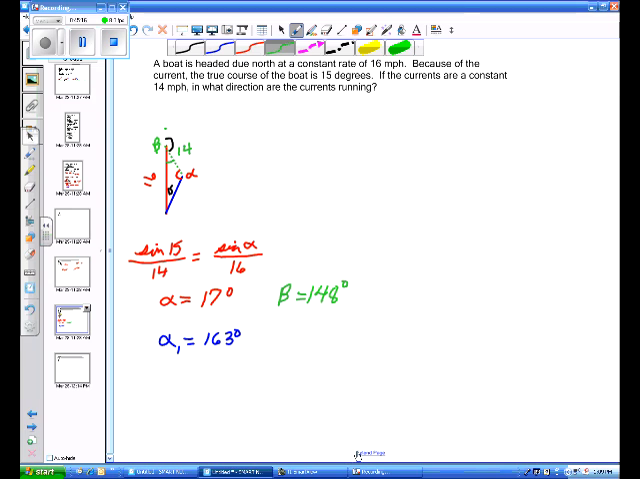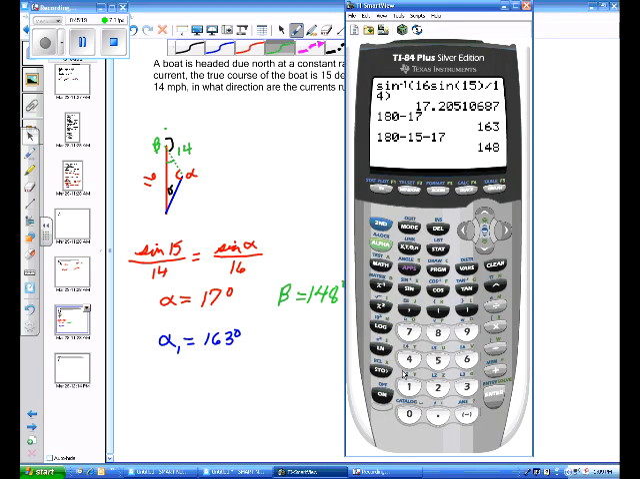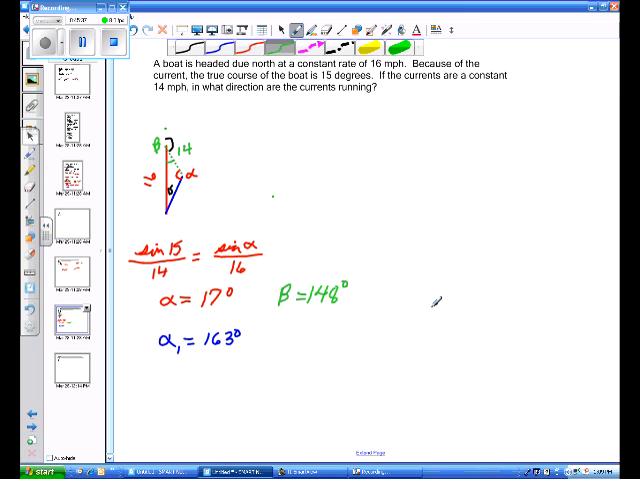We know that this is a north-south line. This angle's 148, so that would mean 180 minus 148. That would mean that our currents were running on a heading of 32 degrees. So the current would be 32 degrees.